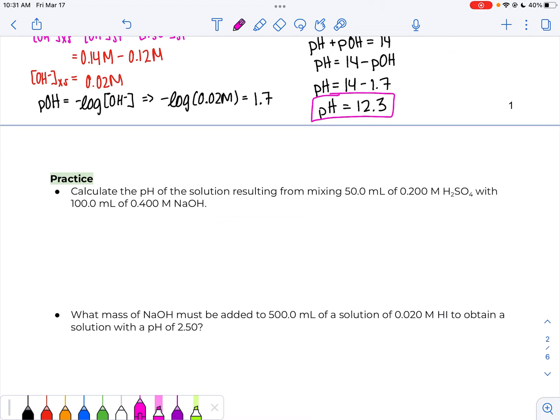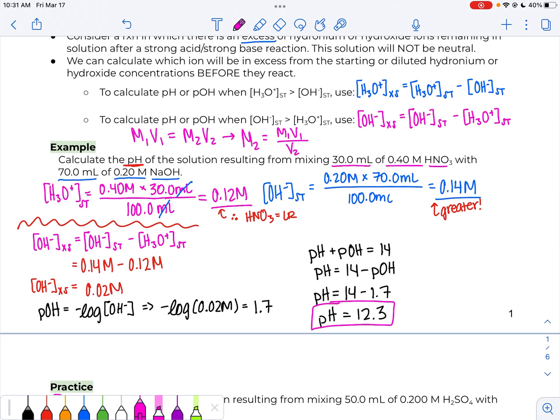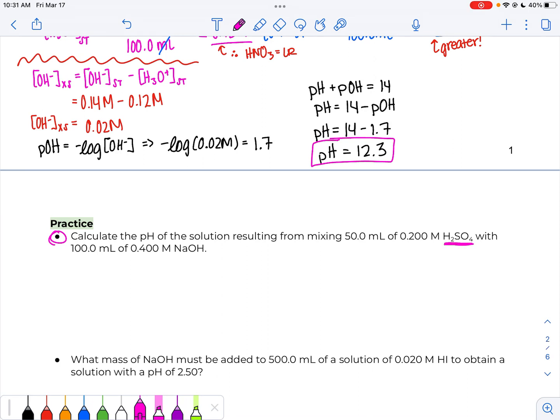There's two practice problems on the next page. I want to walk you through the first part of this one right here because it's a little bit tricky. So keep in mind with the example that we just did, we're working with nitric acid. Nitric acid is what's called a monoprotic acid, meaning it has one proton, one hydrogen. If you have an acid like sulfuric, which is going to show up in this problem, this is called a diprotic acid. And they're a little bit trickier to work with because you're not just dissociating into forming one hydrogen ion, you're dissociating into forming two hydrogen ions.